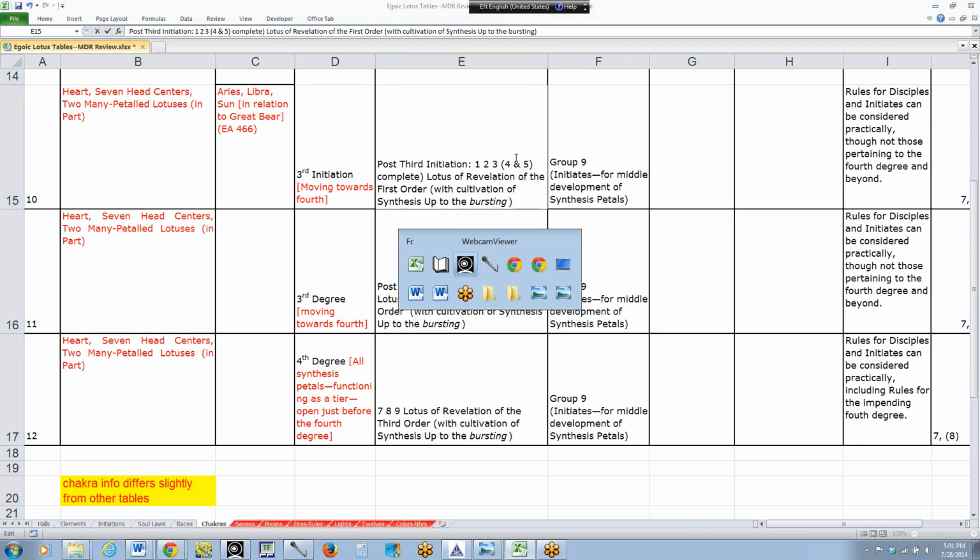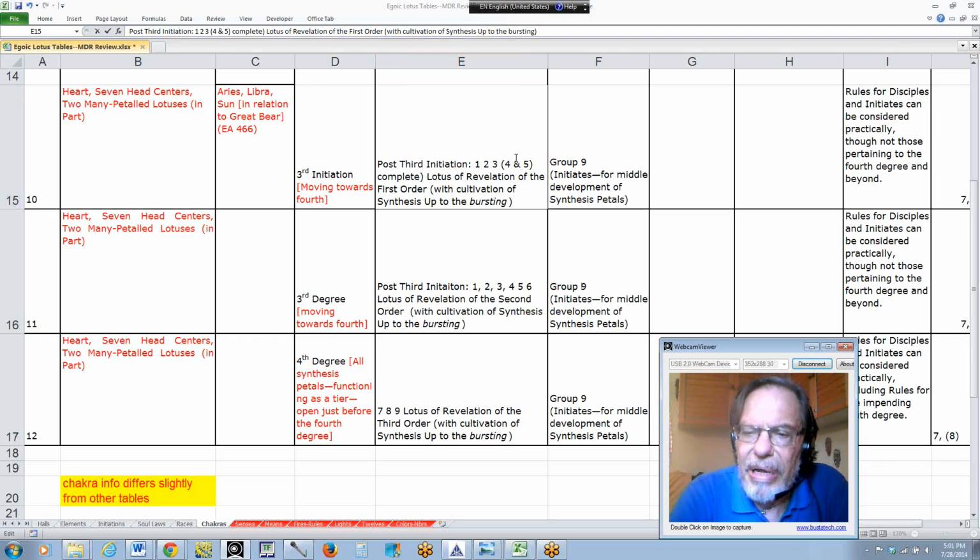When we have the complete unfoldment of petals 7, 8, and 9, the third initiation has been taken. The petal of synthesis will unfold to a degree. The petal of synthesis love continues to unfold, and then the petal of synthesis knowledge continues to unfold. Then comes focus on the synthesis petals per se, through cultivating synthesis along one of three lines, either synthesis through knowledge, synthesis through love, or synthesis through will.